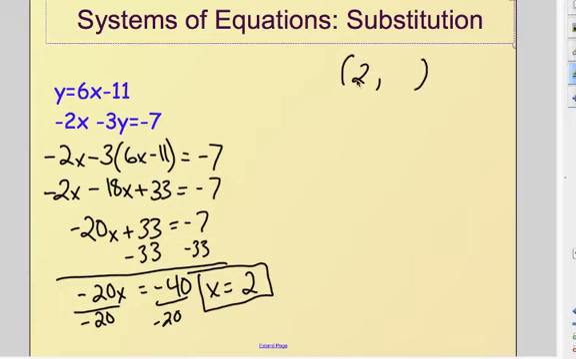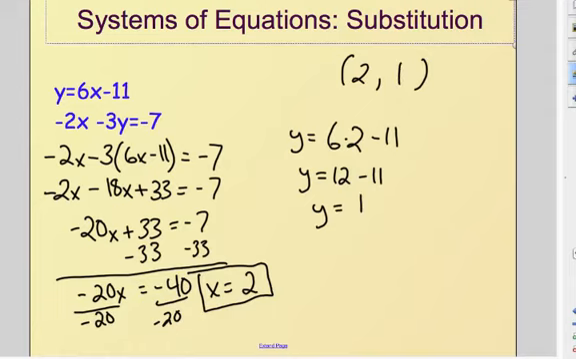So how do I find my y? I plug that 2 back into this original equation. I could put it into either one, but this is going to be simpler because it's already solved for y. y equals 6x minus 11. So y is going to be equal to 6 times, instead of x, I'm going to put in my 2, 6 times 2, minus 11. So y equals 12 minus 11, and therefore y equals 1. So my solution coordinate point is (2, 1) for this problem.